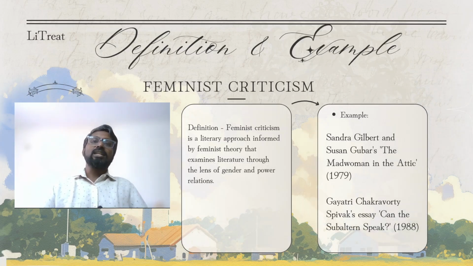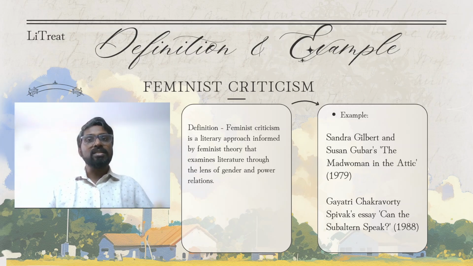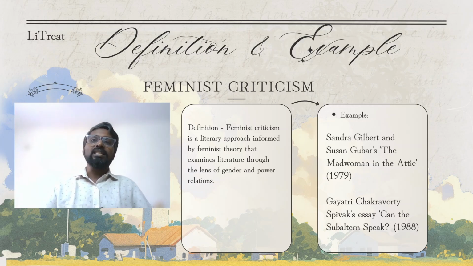Simply put, feminist criticism is a literary approach informed by feminist theory that examines literature through the lens of gender and power relations. Key features of feminist criticism include focus on gender as a fundamental category of literary analysis. It examines how literature constructs and represents gender. Another key feature is that it challenges patriarchal assumptions in literature and also in literary criticism.